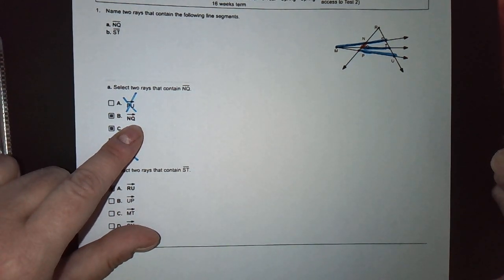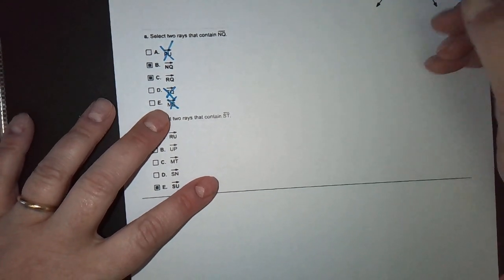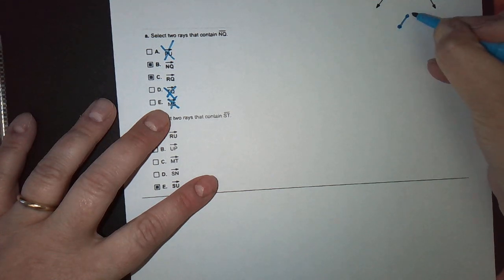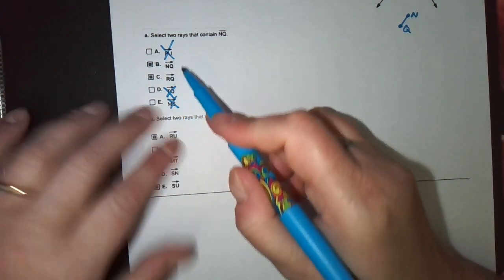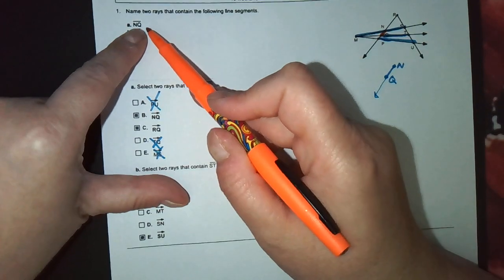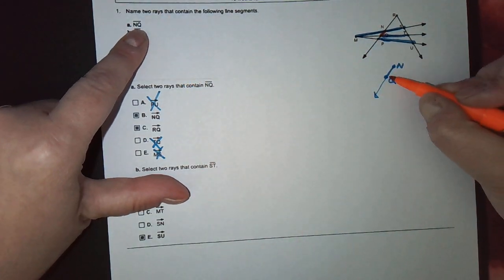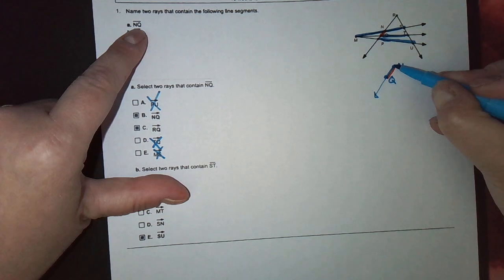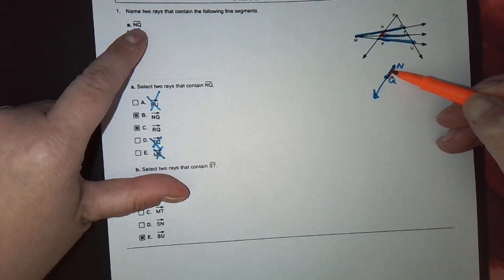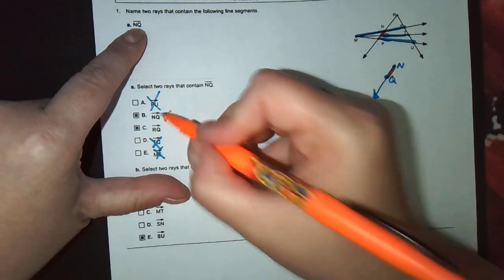NQ looks like that, and it's talking about the array, so it goes on forever. And it's asking, is the line segment NQ on this array? Well, heck yes, NQ is on this array, because this little bitty portion of the line segment is on that whole thing. So B is definitely correct.